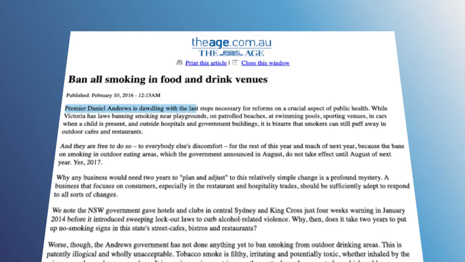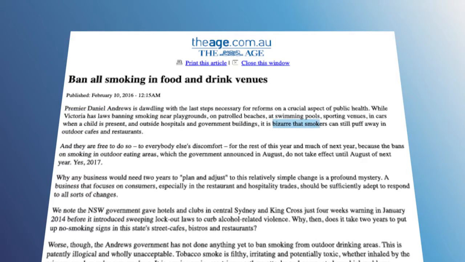It's then coupled with last steps necessary. The use of these words evoke inevitability and ease. That is, that if they're the last step necessary, it implies that many steps have been taken and the last few are easy and inevitable. Here, the writer intends to establish a sense of urgency in the mind of the reader, so that they view banning smoking in food and drink venues as an inevitable step that should have already been taken.